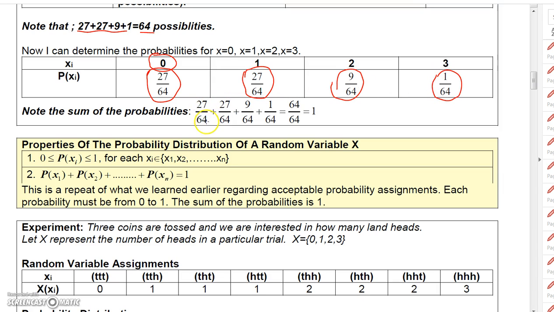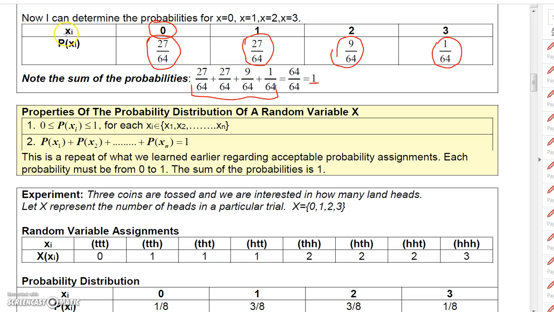Now notice, if you add these 4 probabilities together, which of course exhausts all the possibilities, then that's going to add up to 1. So there's a 100% chance that you're going to either get 0, 1, 2, or 3 correct if you turn in an answer sheet.